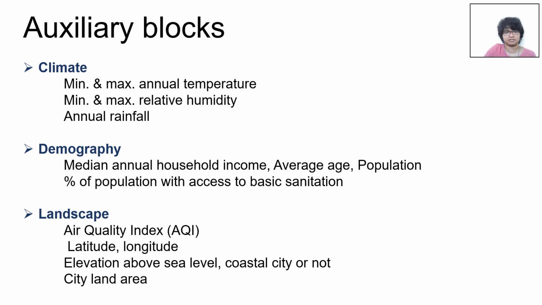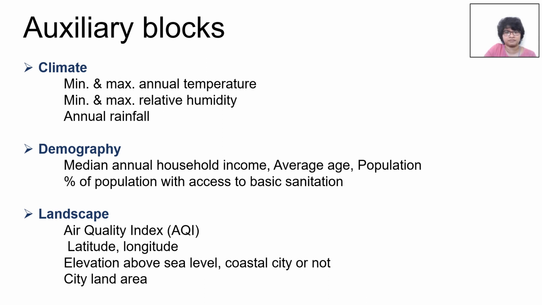Alongside the genetic abundances, we also add some auxiliary information to enrich our dataset. While these are known to be associated with AMR, we suspect that they might potentially confound or affect the relationship between phages and resistomes. We introduced data on climate, demography, and landscape variables. We have 5 climate variables, including those on temperature and rainfall, as well as humidity.